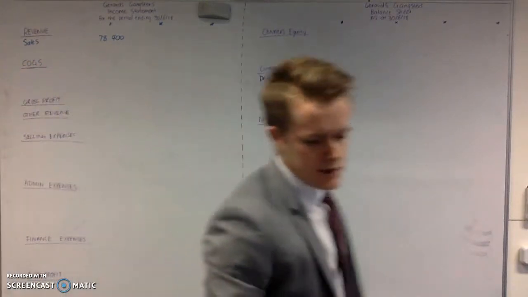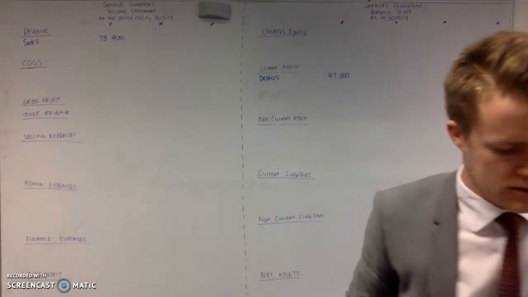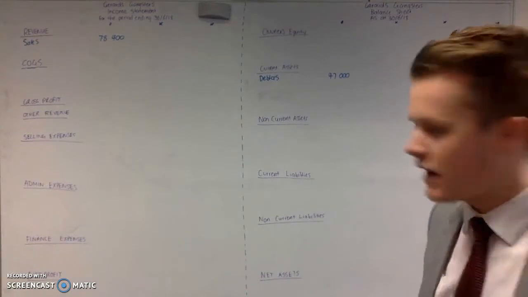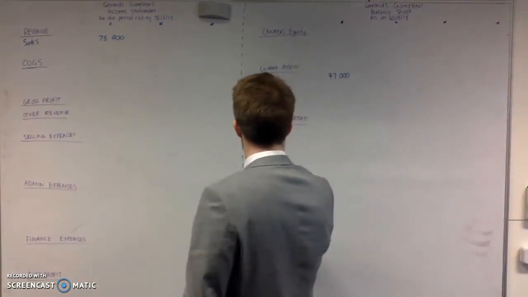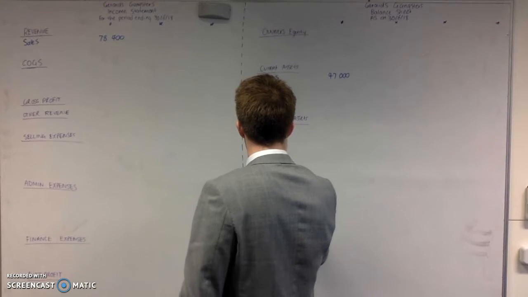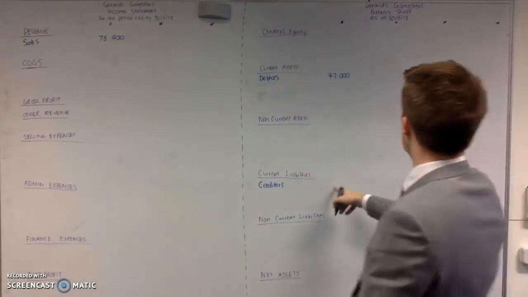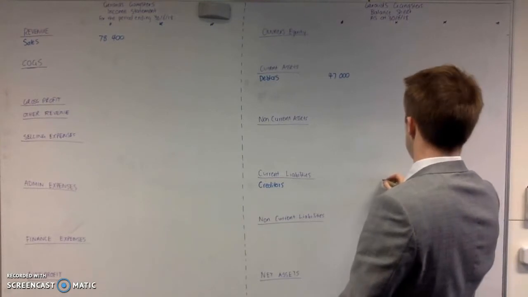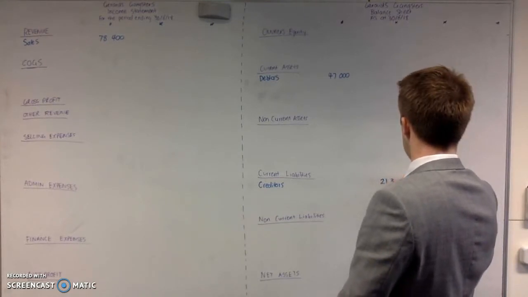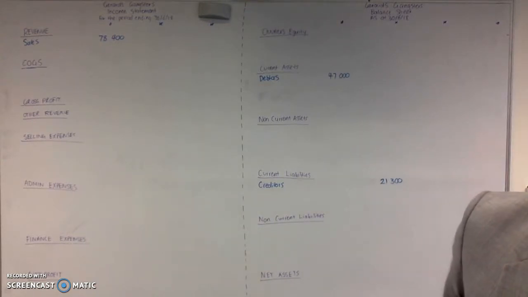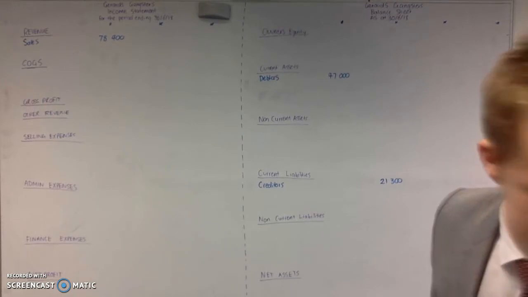Next account, creditors, $21,300. That's on the credit side. We know it's a current liability. Creditors, $21,300 into the second column. Next one, purchases. We know that's a COGS account, cost of buying goods. Purchases is clearly buying goods, $56,000.